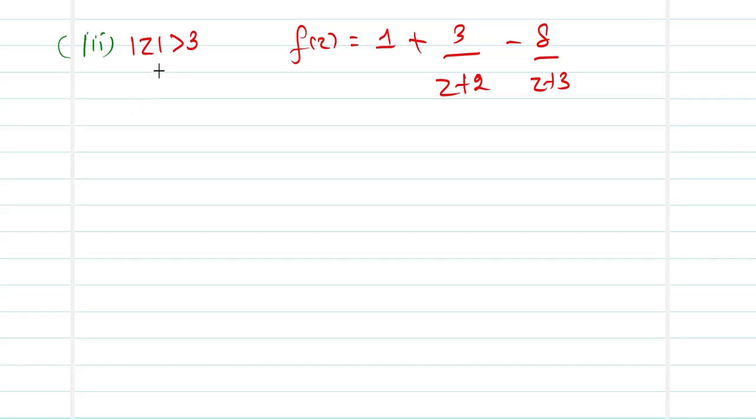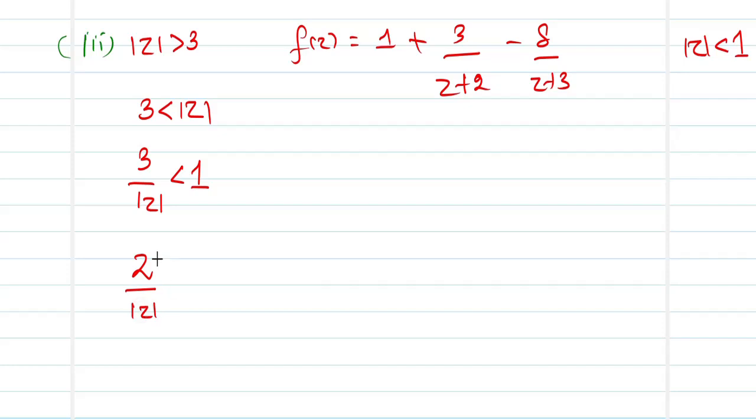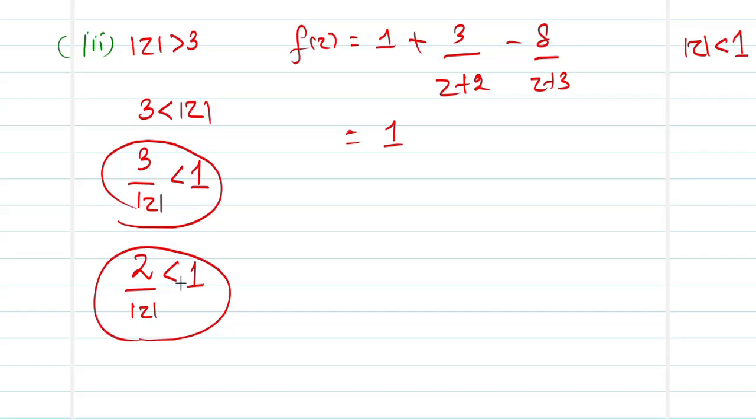So let me put it in the reverse order. 3 is less than mod z. I need to know that always I need a format less than 1. So 3 divided by mod z will be less than 1. So if 3 is less than 1, then what can you say about 2 by mod z? 3 is less, so 2 is a still lesser number, so you will have 2 by mod z to be still lesser than 1. So I can expand it in the zone of such an expression.